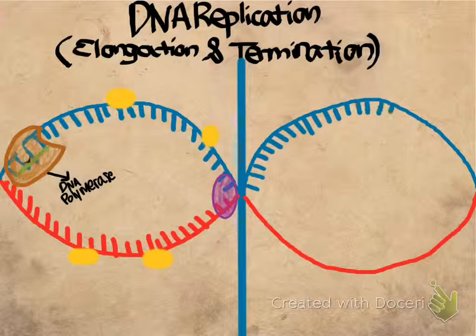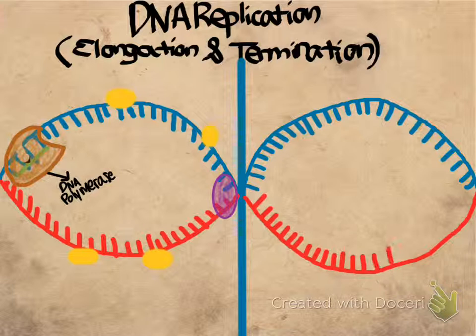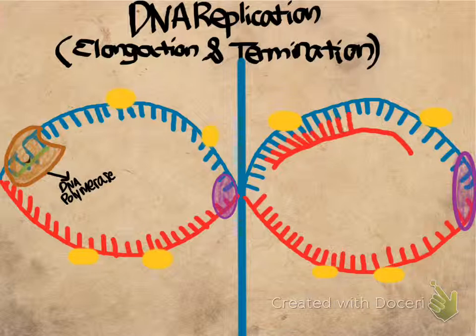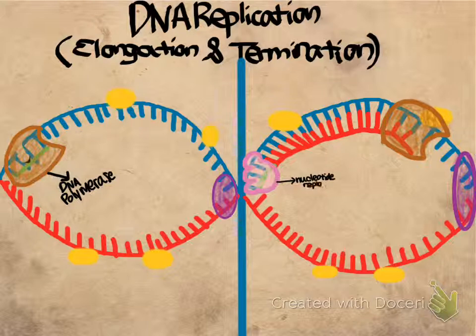Now the next step can happen. This now allows the DNA polymerase to add nucleotides to the RNA primer and begin the construction of a complementary strand. After this, the RNA primer is removed by a nucleotide replacement enzyme and then replaced with the correct nucleotide sequence.